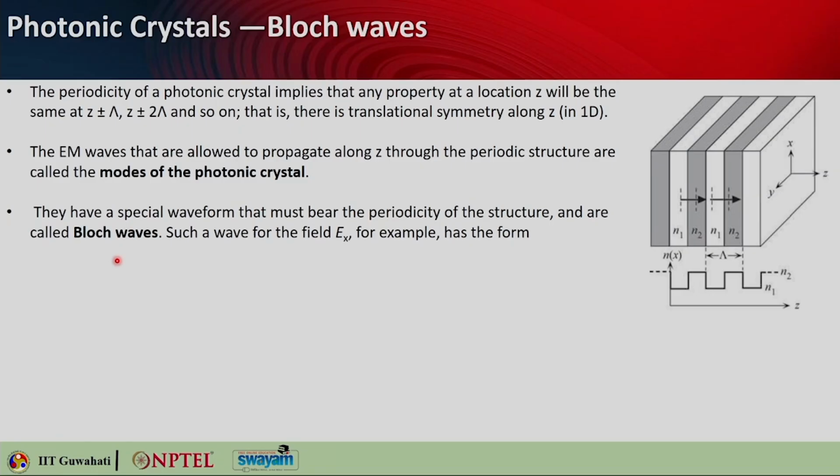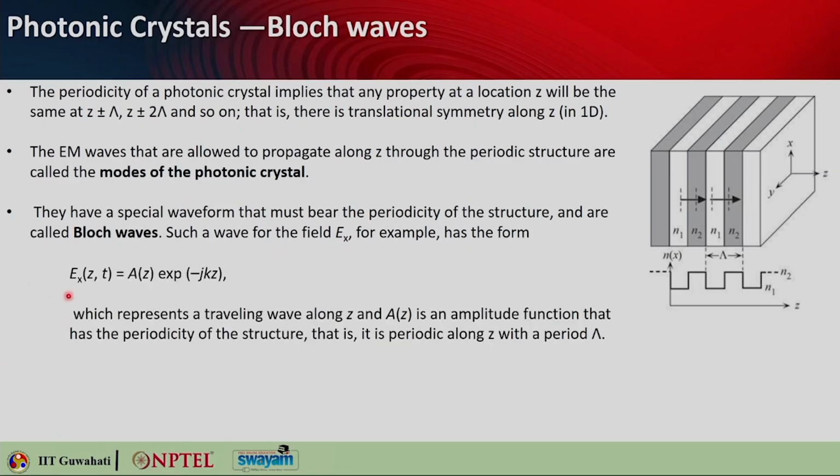So, this is what happens when a plane wave propagates through this periodic medium: that plane wave will also have the periodicity of the medium, and we will try to see that here mathematically. So, such a wave for the field Ex, for example, has the form Ex(z,t). Ex is the electric field along the x direction, z is the propagation direction, t is the time dependence. That will have A(z). What is A(z)? That is basically the amplitude function of this wave that has the periodicity of the structure.